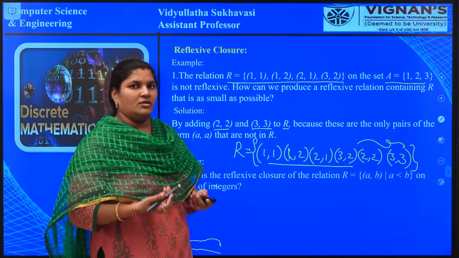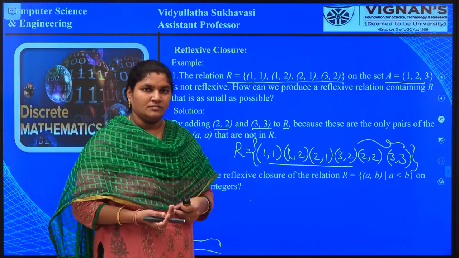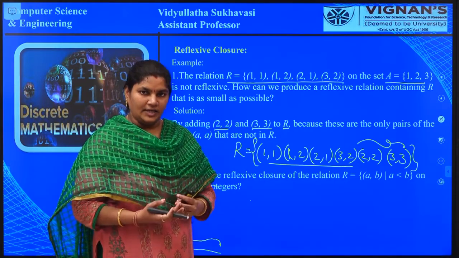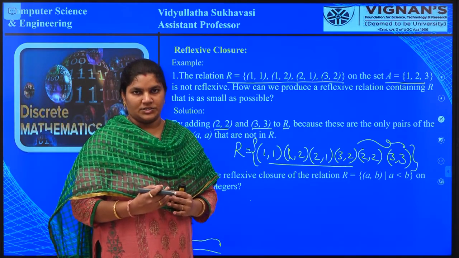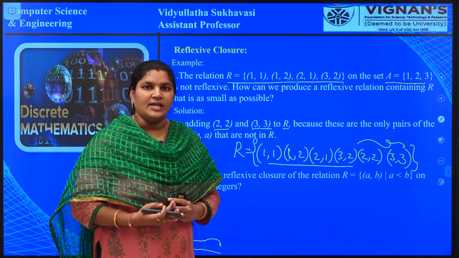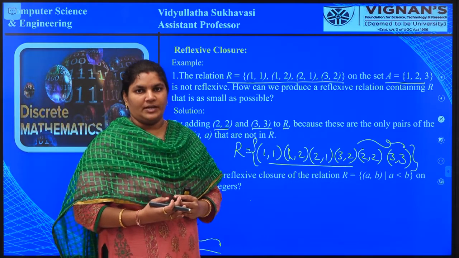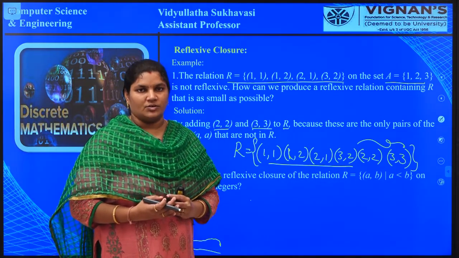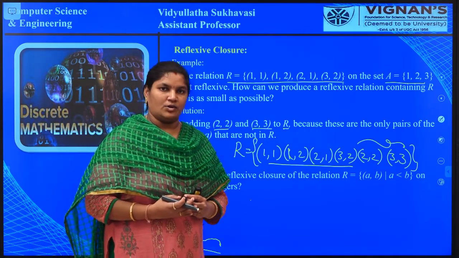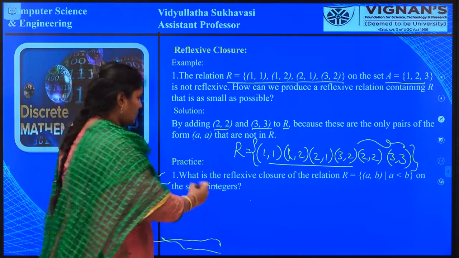So here reflexive closure means we need to add the ordered pairs which are not in the relation R, which satisfy the reflexive property. Then only we can say that it is satisfying reflexive closure. Okay, based on that you practice this problem.